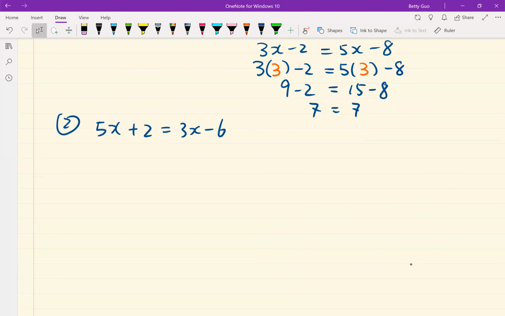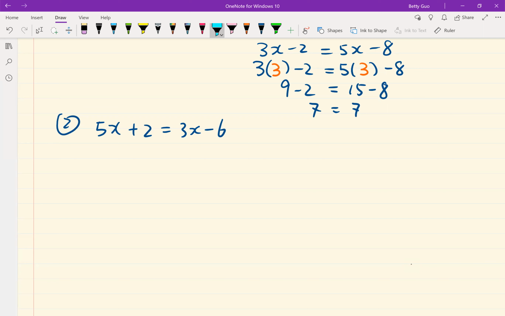This problem is very similar to the previous problem. Step 1, simplify each side separately. We skip this step because the left-hand side is already simplified. The right-hand side is already simplified. Step 2, collect variable terms on one side. We choose to let the variable terms be on the left.